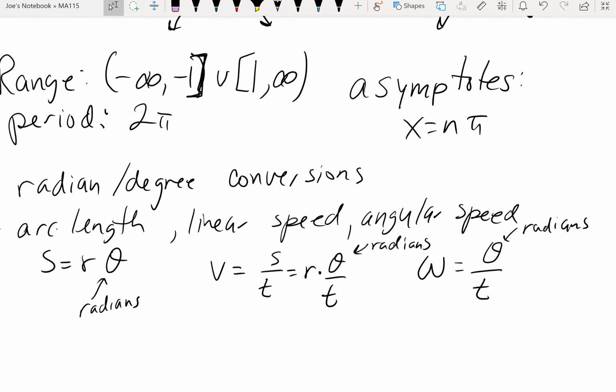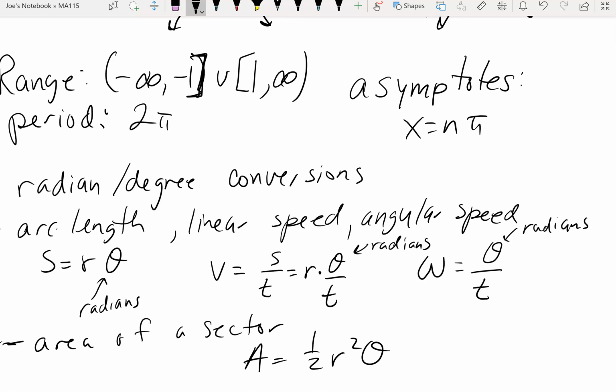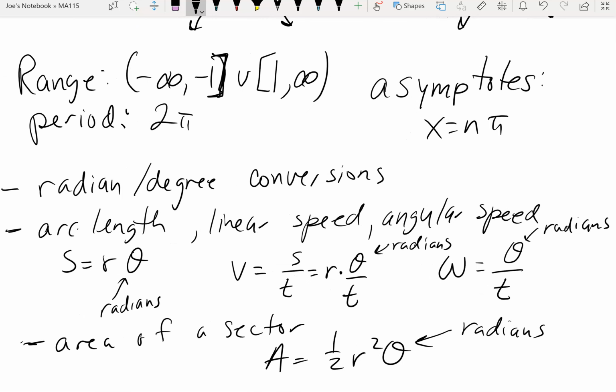All right, we also did area of a sector. And that formula was 1/2 r squared theta. R again is the radius, theta is measured in radians. So those were those beginning formulas that we talked about.